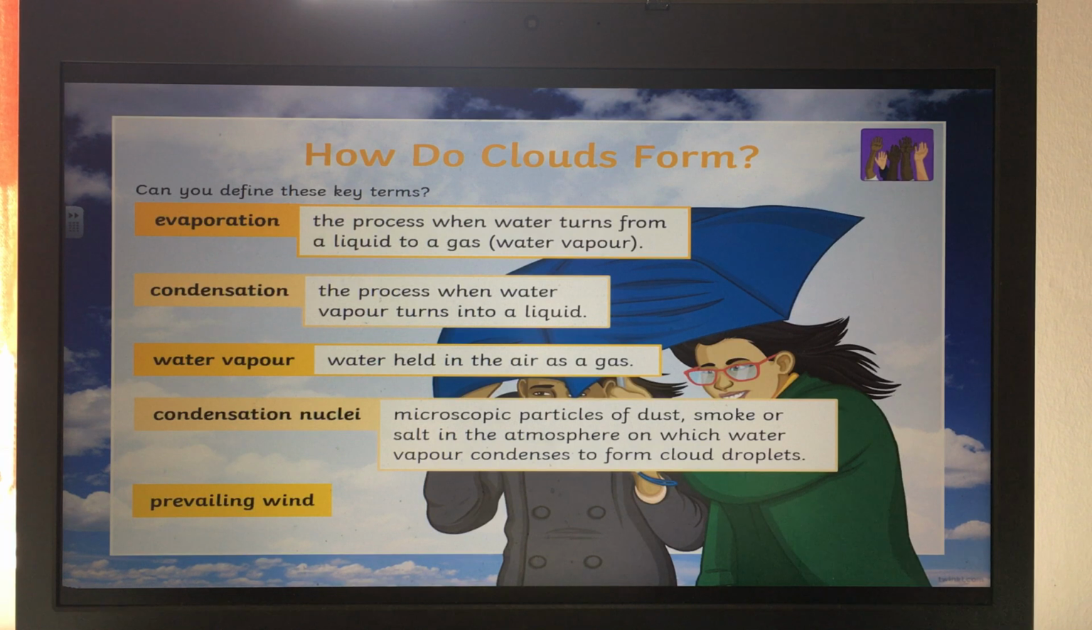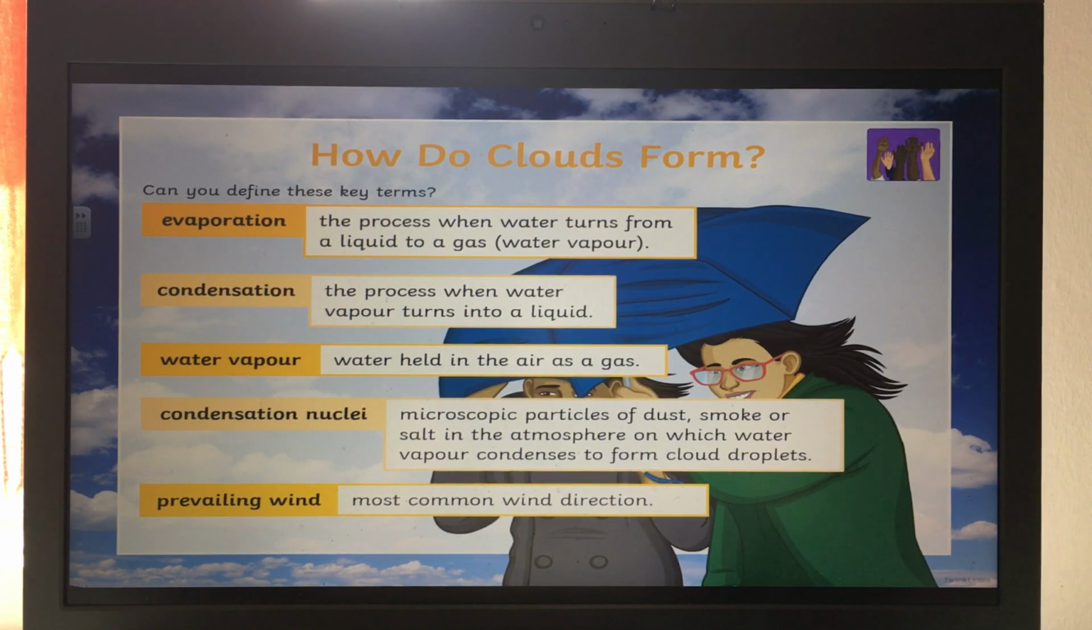So I knew that process, but I didn't know the term. Condensation nuclei. Nuclei meaning the centre of something. Prevailing wind is the most common wind direction. Prevailing means the most common of something. So your prevailing mood might be elation or something less positive.